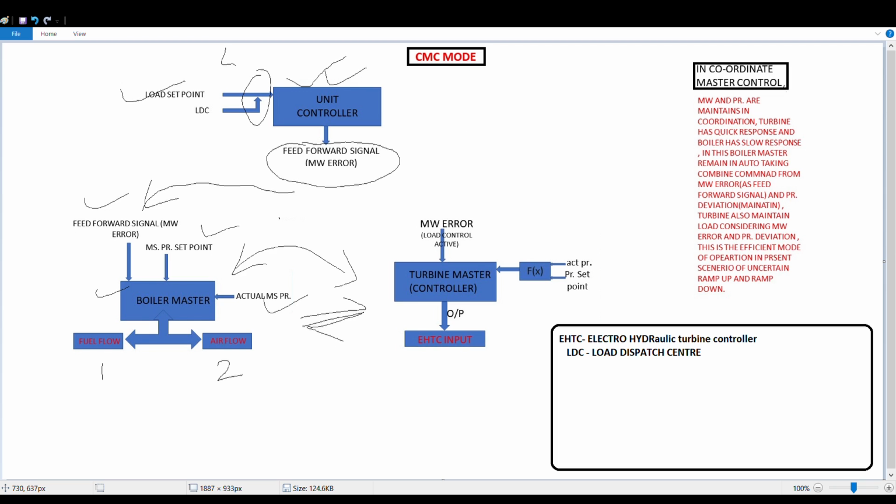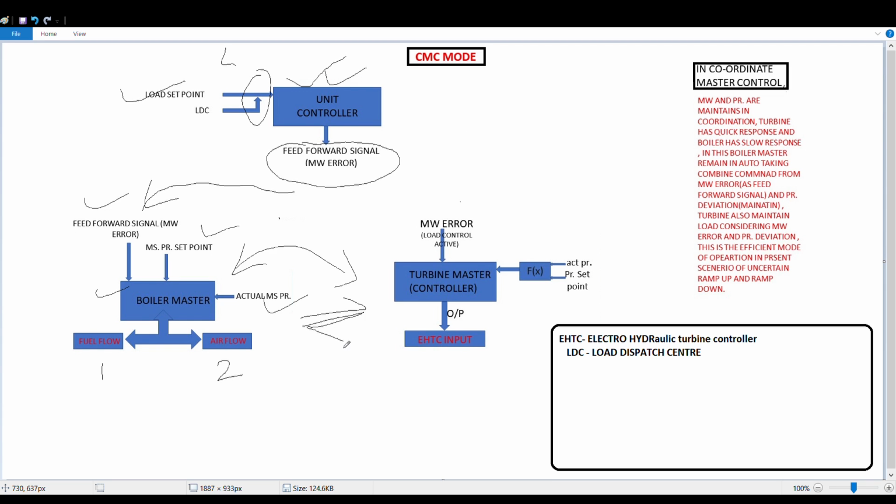The next one is the turbine master controller. Turbine master means this is the master controller of the turbine. Although there are many mini controllers in the turbine systems, this controls all the loops overall. In the turbine master controller, we have two inputs. The first one is a megawatt error.